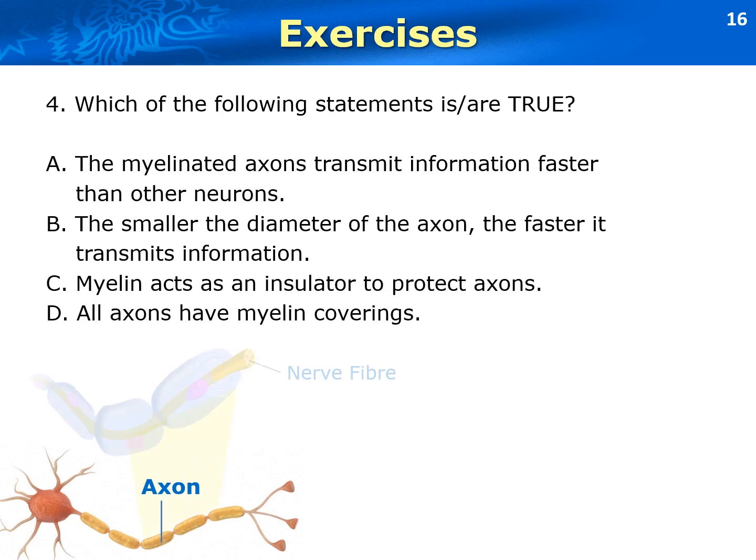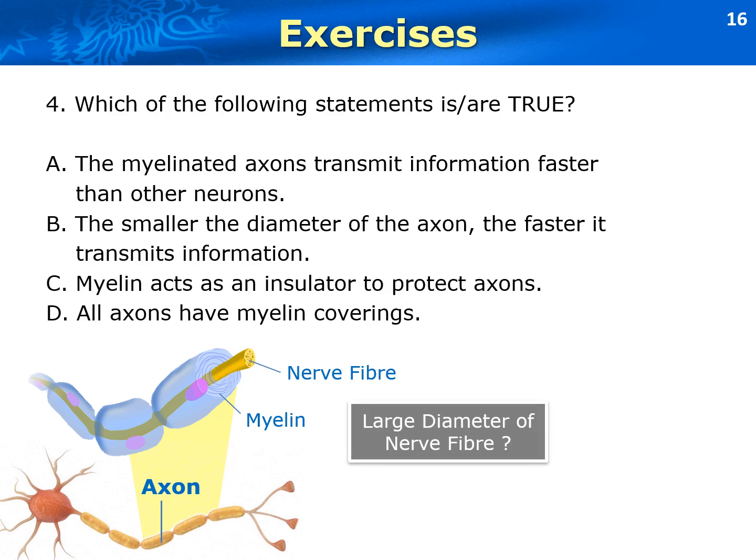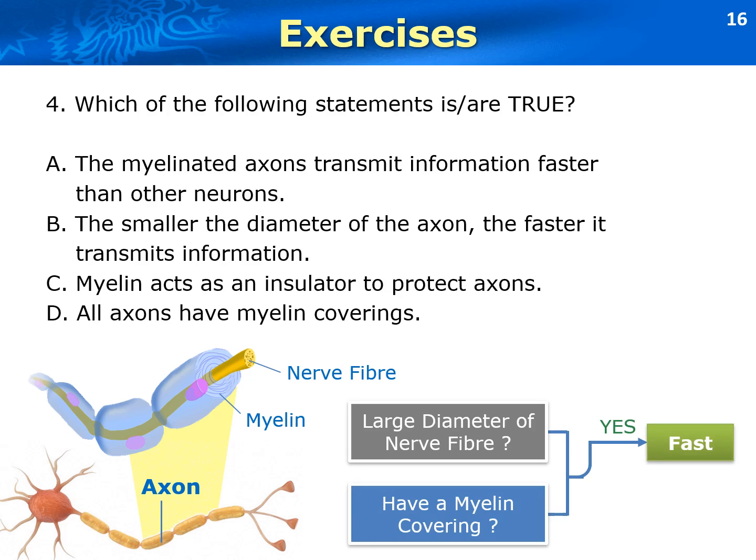The yellow stuff is the nerve fiber. Around the fiber, some axons have a myelin covering, which acts as an insulator to protect themselves. There are two factors that may influence the speed of information transmission. One is the diameter of a nerve fiber. The other is the myelin covering. If the diameter of the axon is large, and the axon has a myelin covering, then there is a very fast transmission speed. Otherwise, it's slow.